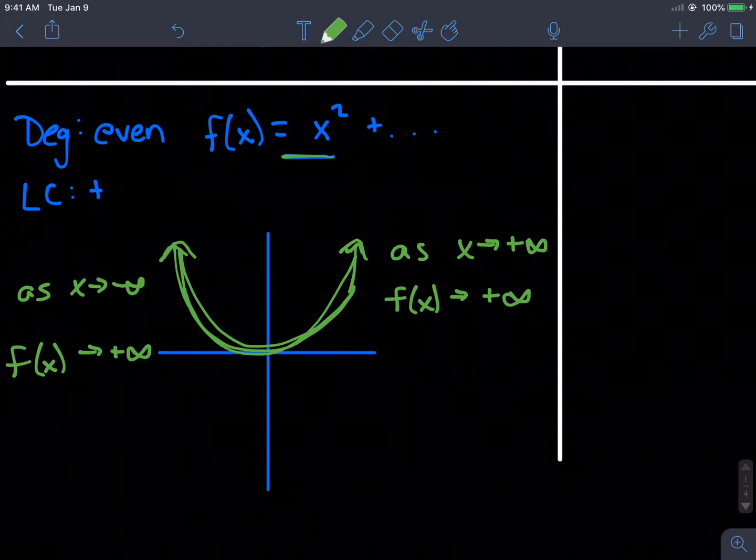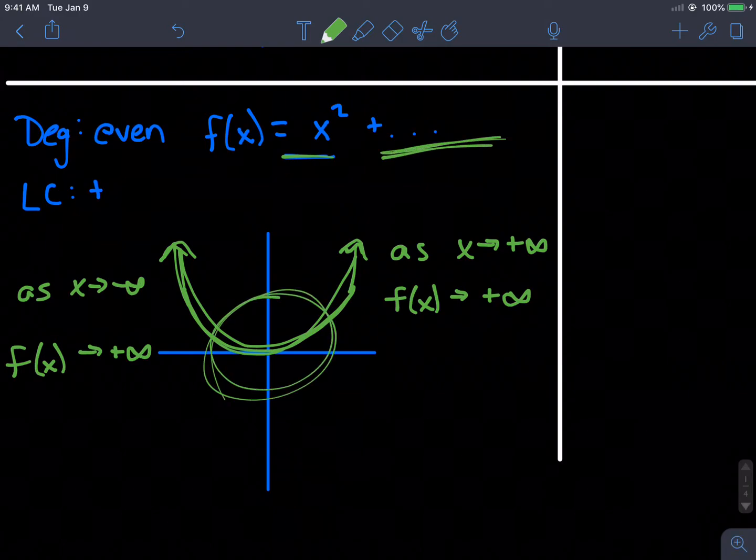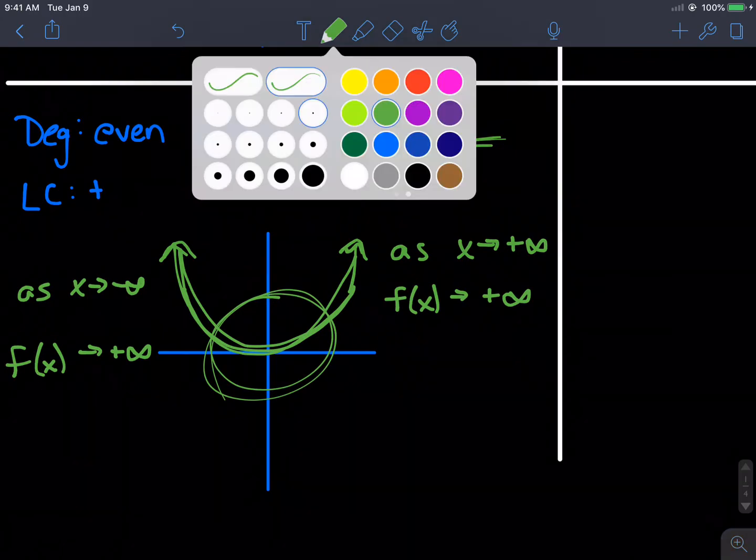That even power is going to make both ends behave the same, whether they're both going up or both going down. An even power, both end behaviors will be the same. And again, these terms here just affect where our vertex might have been, or what other interesting things might happen in the middle.